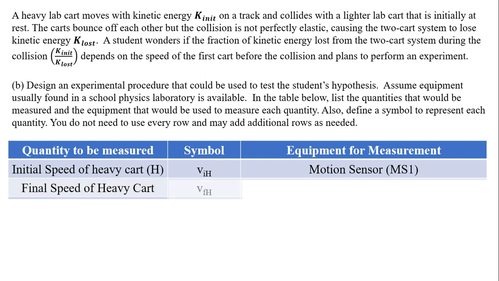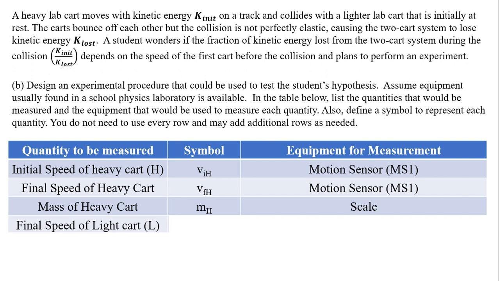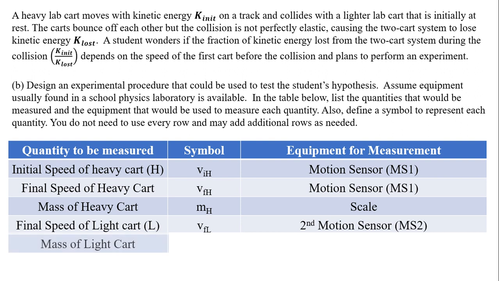Final speed of the heavy car would be V final, and I'm going to use the same exact motion sensor, right? Mass of the heavy car, I'd use a scale, or if you want to be real scientific, a triple beam balance. Scale works fine. Final speed of the light car is V final of the light car, and we already know the initial speed of the light car, but we will need the mass of the light car, scale.